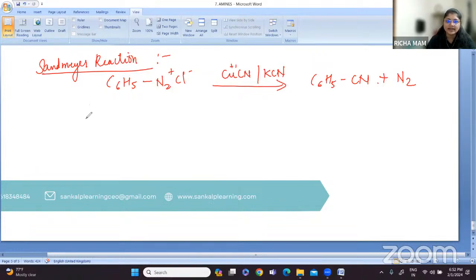Now, another reaction: C6H5N2 plus Cl minus reacts with copper in the presence of HCl. What will be the product?